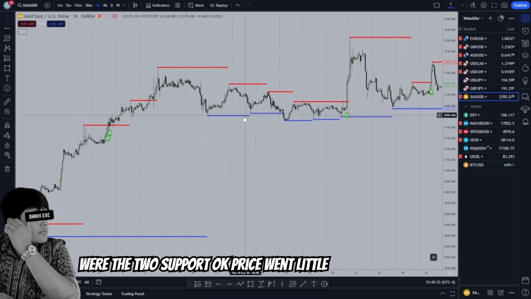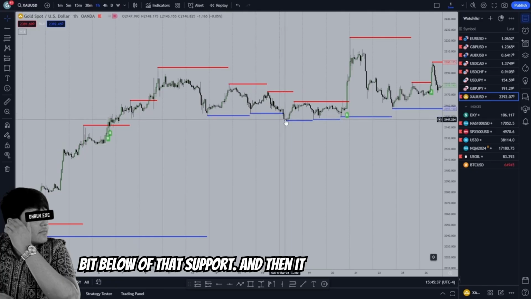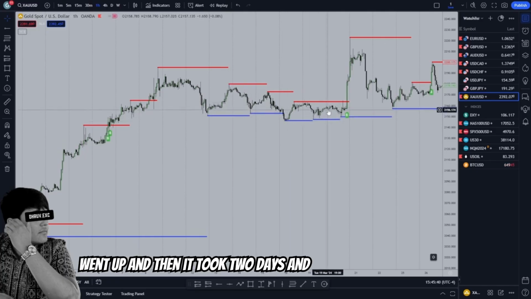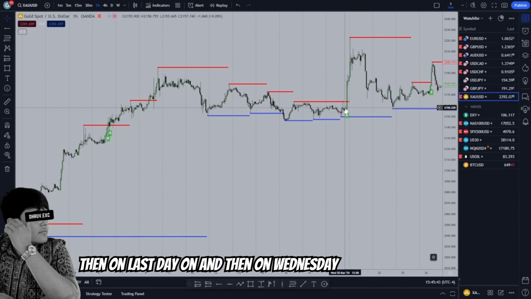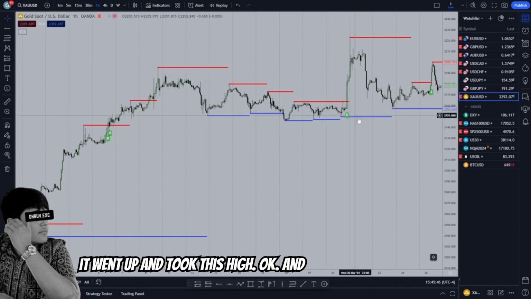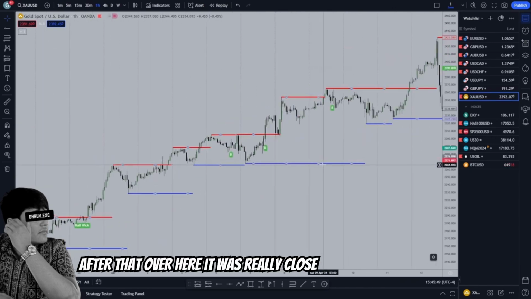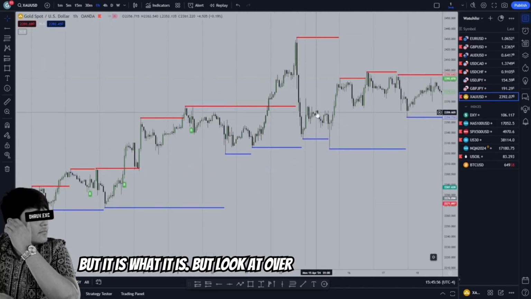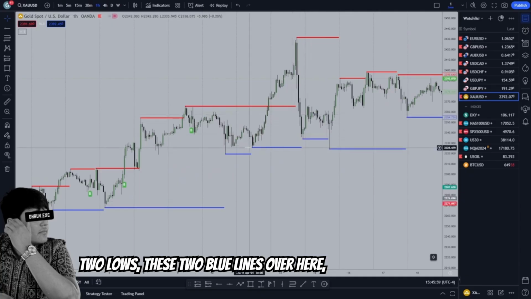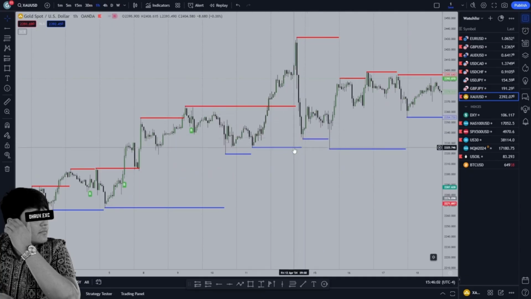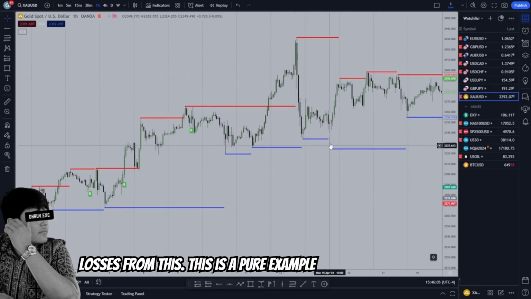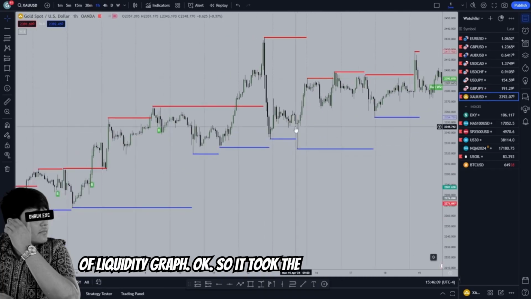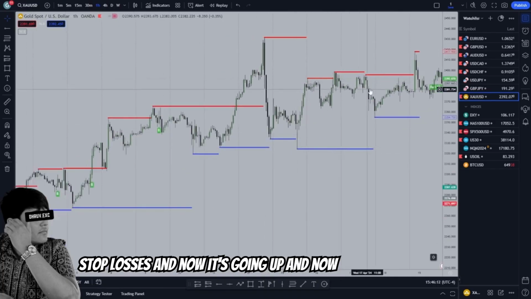These were the two supports. Okay, price went a little bit below that support, and then it went up, and then it took 2 days, and then on the last day, on Wednesday, it went up and took this high. Okay, and after that over here, it was a really close call. If price had gone below this, I would have taken a buy over here, but it is what it is. But look at over here also, price went down and took these two lows, these two blue lines over here. It just taps and takes all the stop losses from this. This is a pure example of a liquidity grab. Okay, so it took the stop losses, and now it's going up.